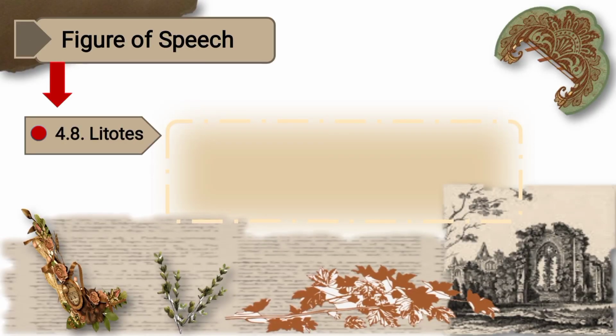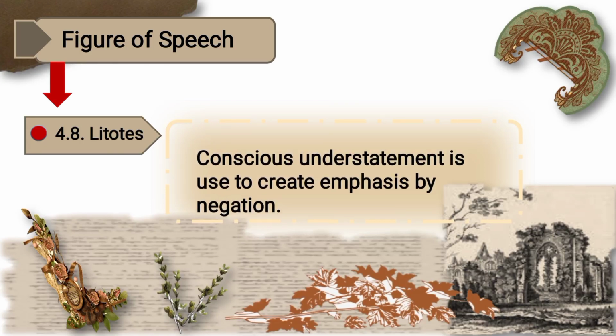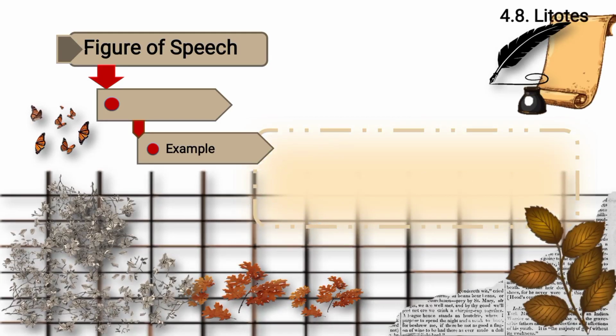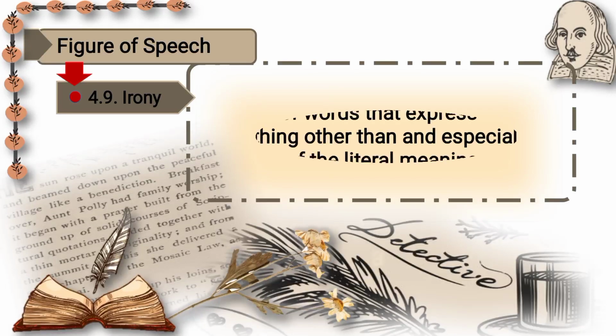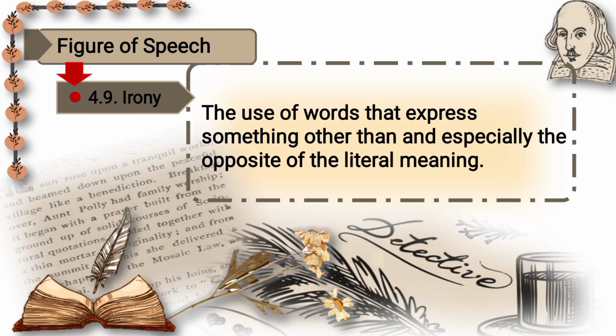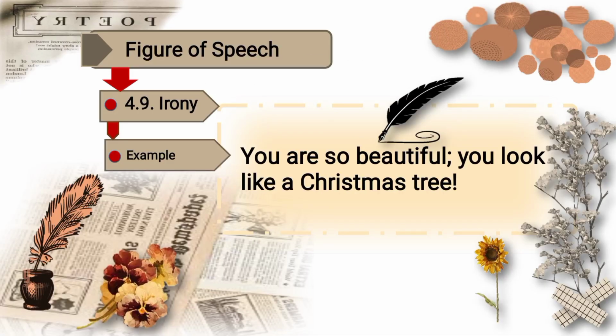Next is litotes. Conscious understatement is used to create emphasis by negation. Literally, plainness, a derivative of litos, plain or simple. Example: not bad, no mean feat. Next is irony, the use of words to express something other than, and especially the opposite of, the literal meaning. Some use expressions of praise where blame is meant, feigning ignorance and humility. Like for example, "You are so beautiful, you look like a Christmas tree."